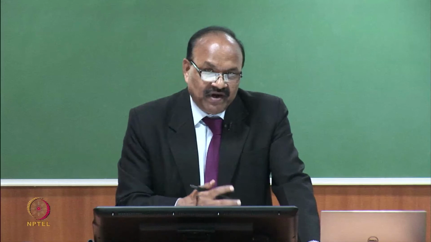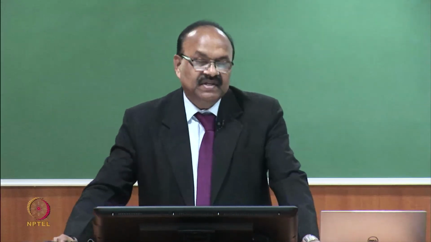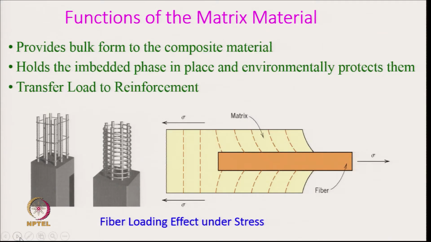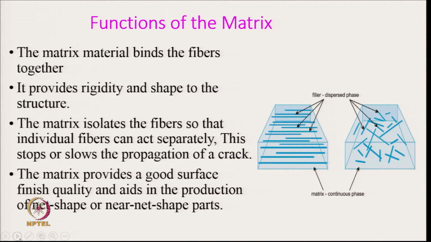When we try to see what exactly this matrix does, it has many functions. First, it provides bulk form to the composite material. It holds the embedded phase in place and environmentally protects them. Also, the most important role of matrix is it helps to transfer load to the reinforcement. When we try to analyze the various functions of this matrix, the matrix material initially binds the fibers together. It provides rigidity and shape to the structure.